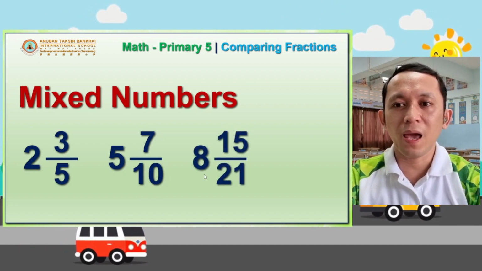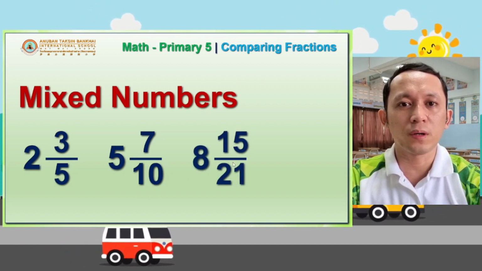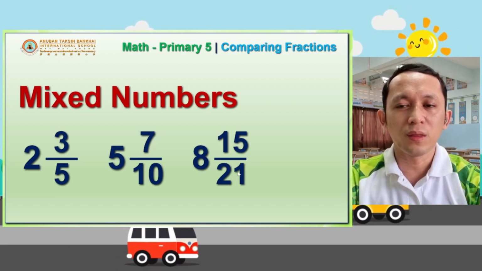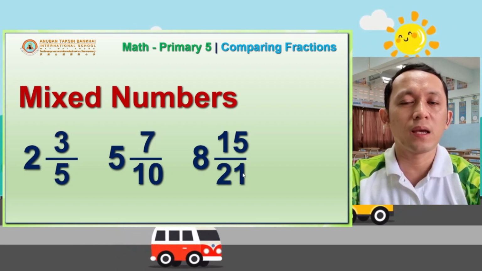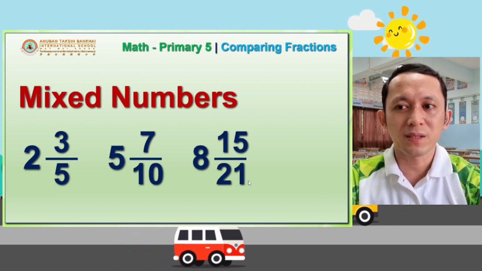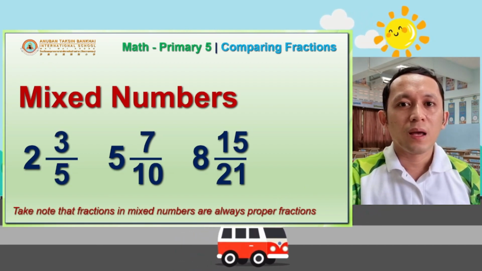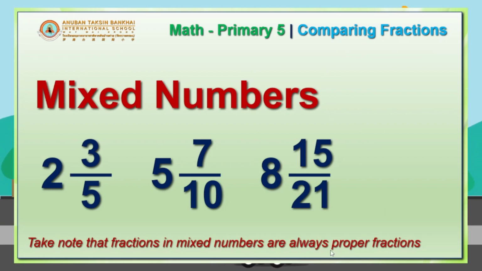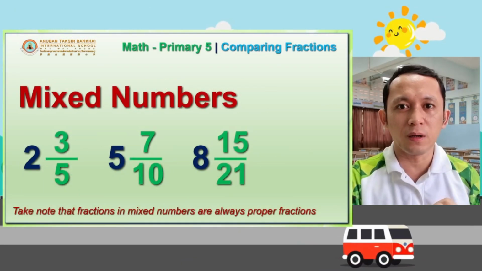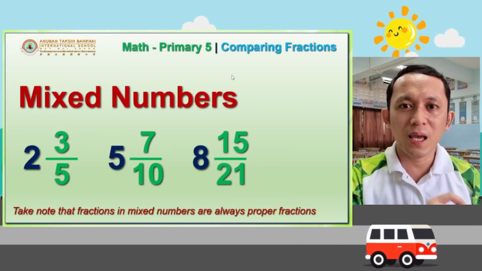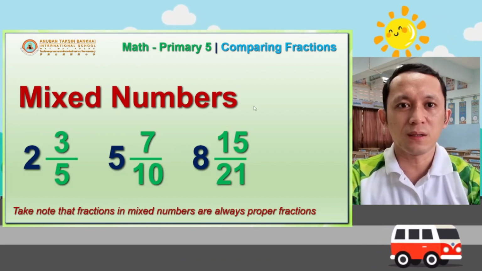Now we have also 8 and 15 over 21. So these are examples of mixed numbers. Now take note that when we say mixed numbers, it is a combination of a whole number and a fraction, which is a proper fraction. Okay, so a whole number and a proper fraction, not improper fraction.